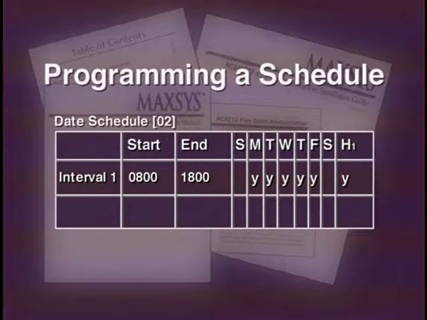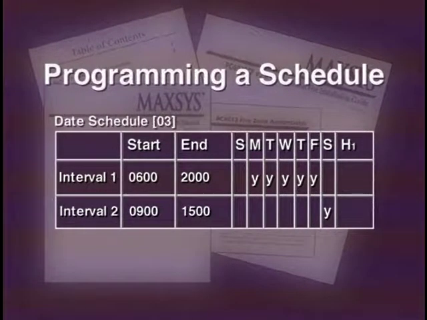Salespeople will have access to the front door and the sales door from 8 a.m. to 6 p.m. Monday to Friday, except holidays. For this, we will need to program a date schedule. In our example, we will program this information in date schedule 2, interval 1.